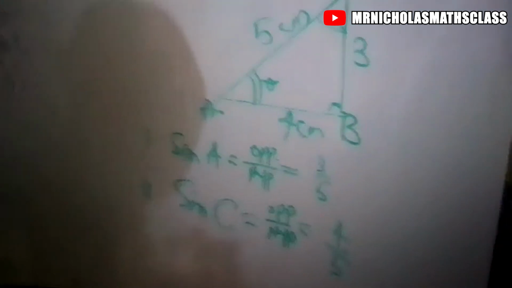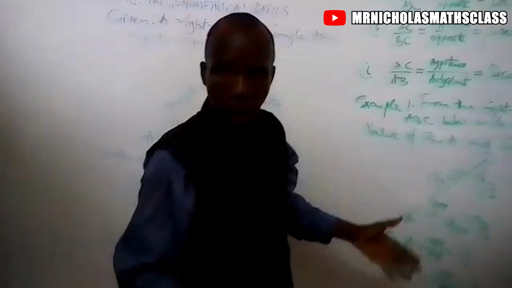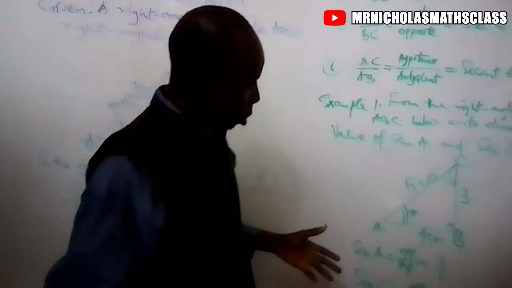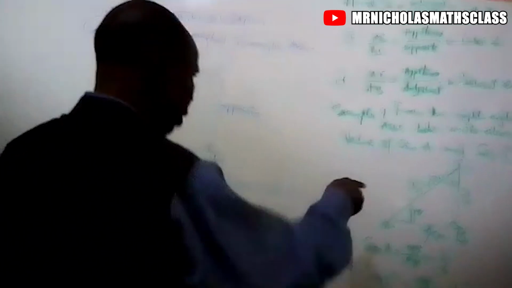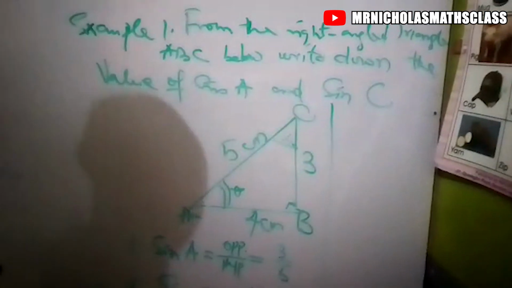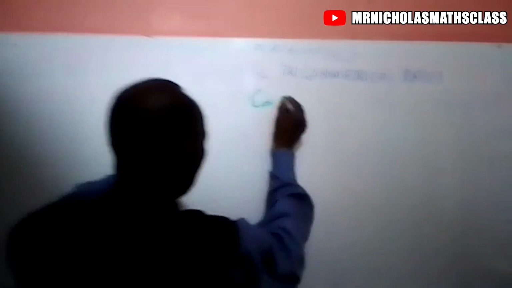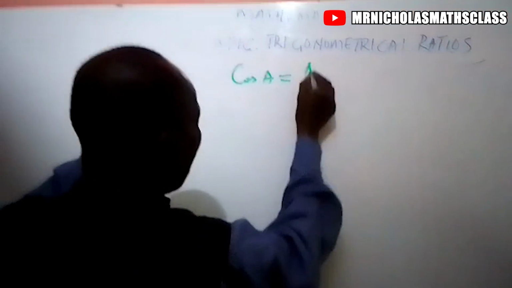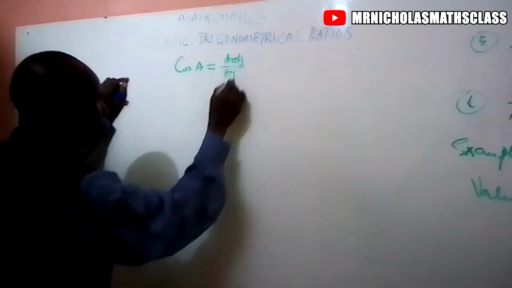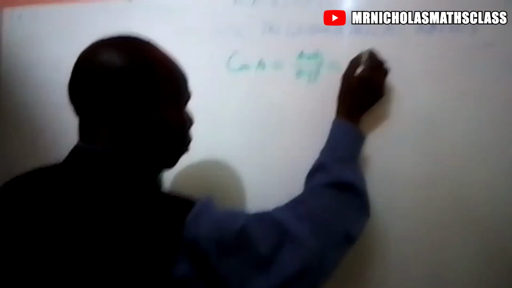That is the answer. So it is important we know that when we are looking at a right angle triangle, we are trying to look at the ratios of sine, tangent, and cosine. We look at the angle we are looking at. In a particular question, I can say, what is my cos A here? Cos A is what? Adjacent over hypotenuse. We are looking at this A. So here is my opposite and here is my adjacent. So cos A is equal to 4 over 5.